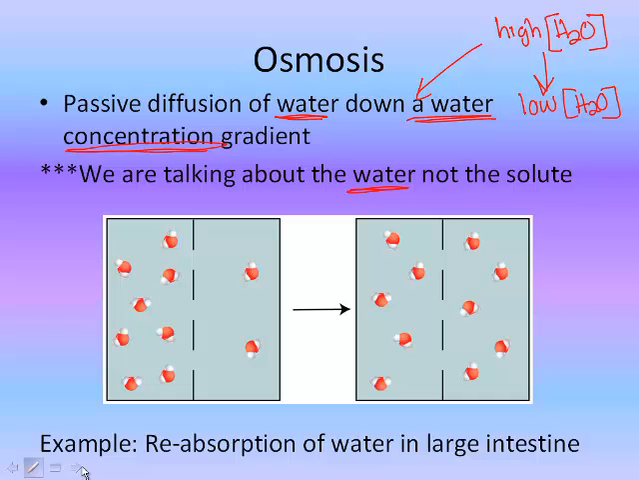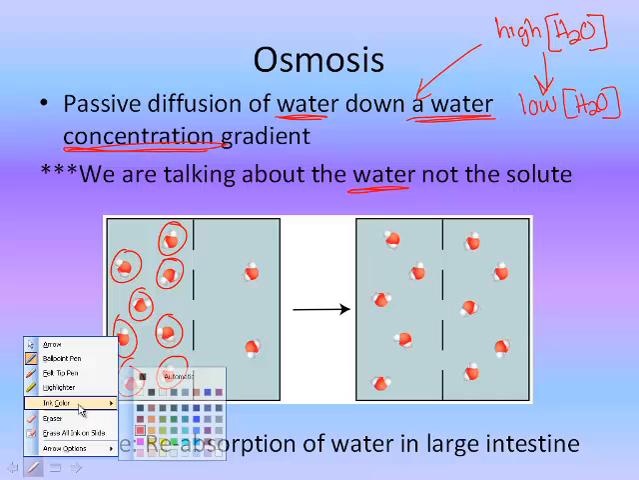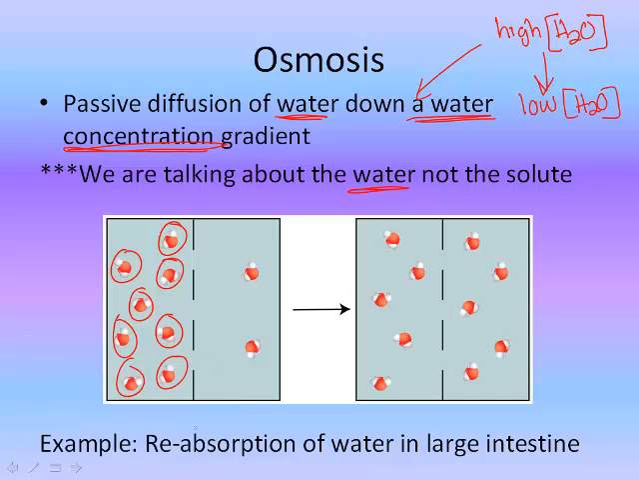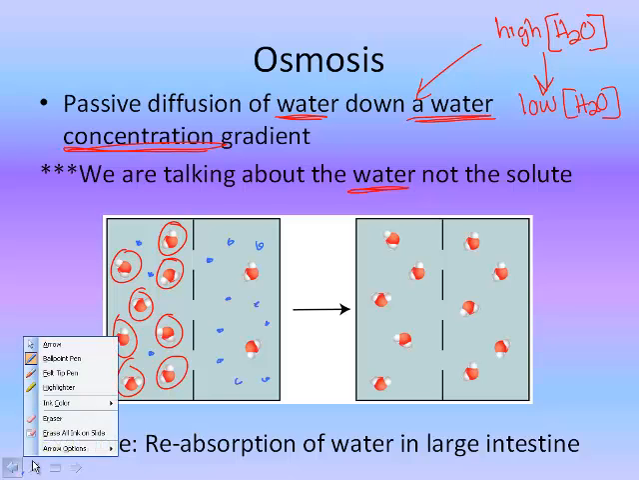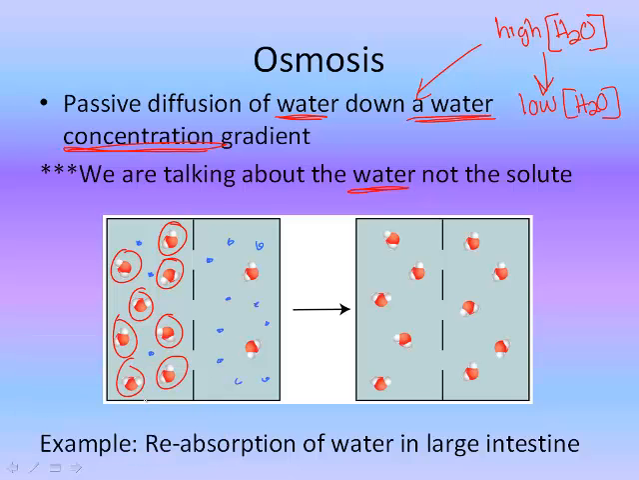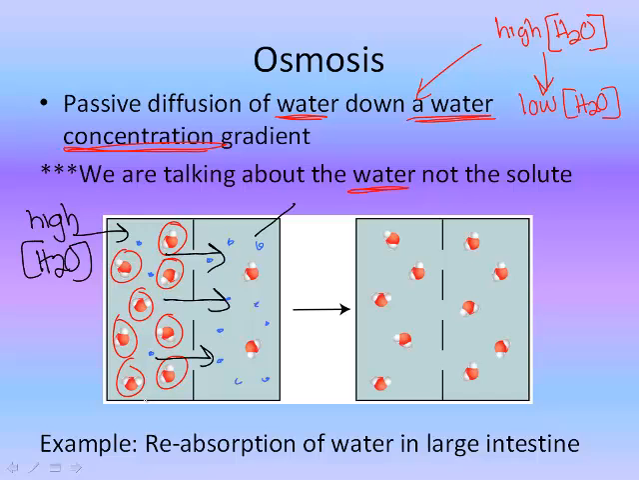So in this example here, we have our water molecules, and we could have particles as well. And the water is going to move from the high concentration on this side to the lower water concentration on this side. And eventually it will even itself out.